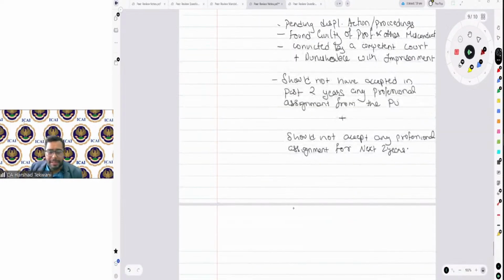Now another thing is, if a member is de-empaneled, or gets his name removed from the register, surrenders his COP, or because of something his name is removed from the register of members, then his name will also be removed from this peer review empanelment. So he will be de-empaneled by the board if his name is removed from the register of members for any reason. So both are linked.